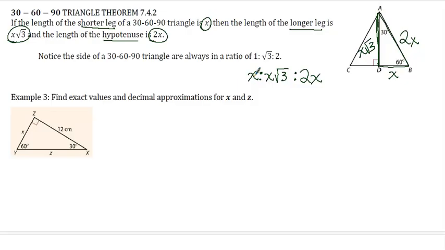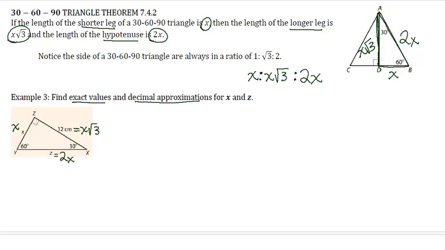So in example 3, we're finding exact values and decimal approximations for x and z. Well, first of all, we need to figure out where each of these sides go. Okay, so 30 is my shortest angle. So across from that is my x. Okay, then my other shorter side is opposite of the 60-degree angle. So this one is equal to x times the square root of 3. My hypotenuse is opposite of my right angle, so z is equal to 2 times x.